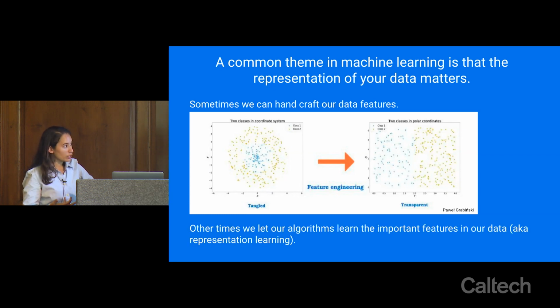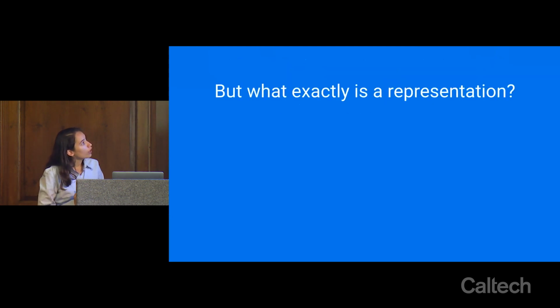Other times we let our algorithms learn the important features in our data, and that is an example of representation learning, which I think kind of comes back to the question that you were asking earlier. Okay. Does this distinction of modifying your data to make it easier to learn versus having the model learn the representation itself and not putting in information make sense to you guys? Yeah? Okay, good. All right, so but what exactly is a representation?